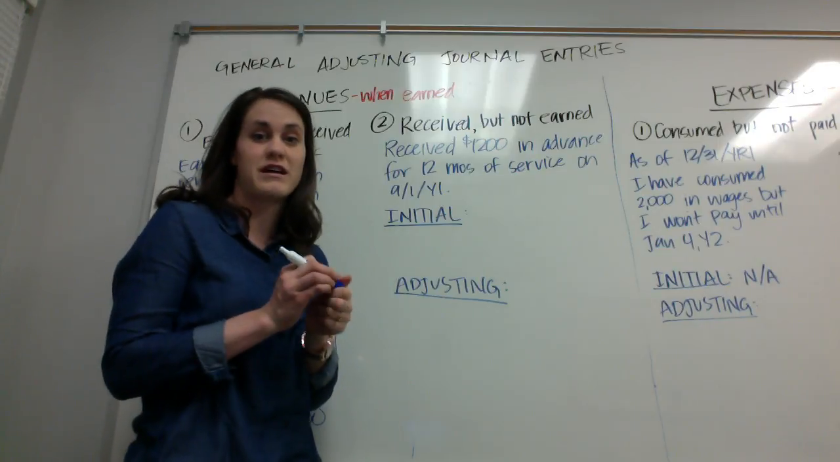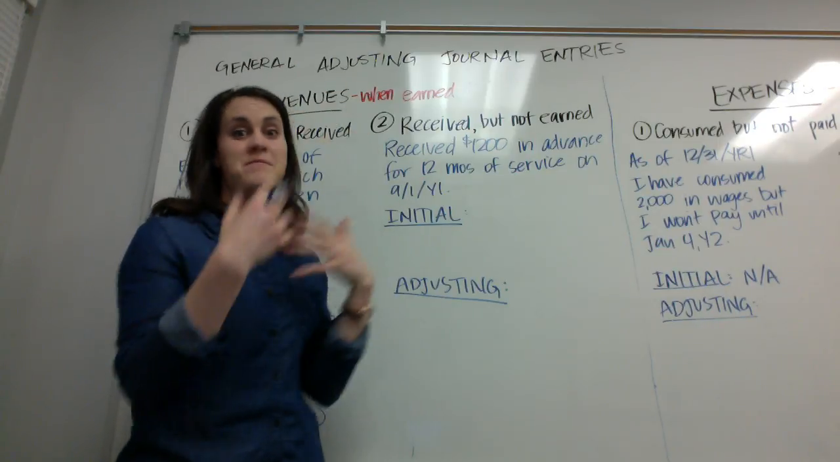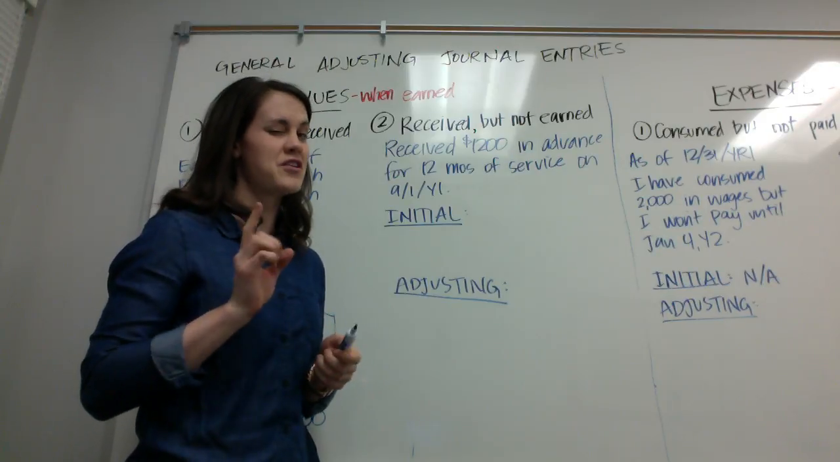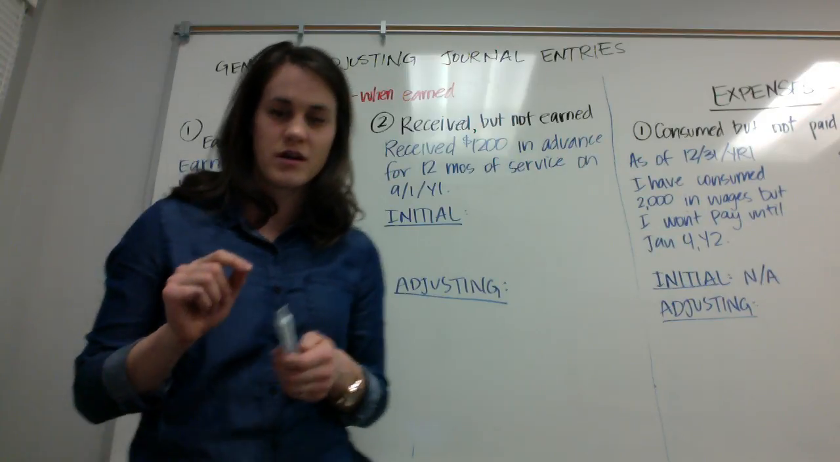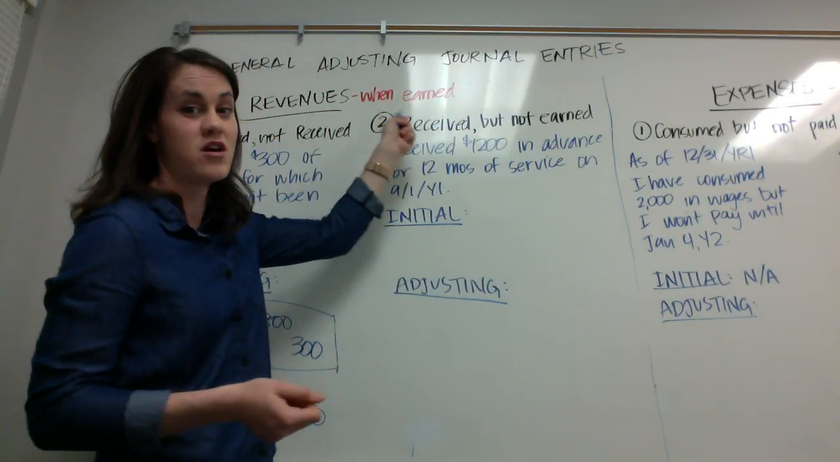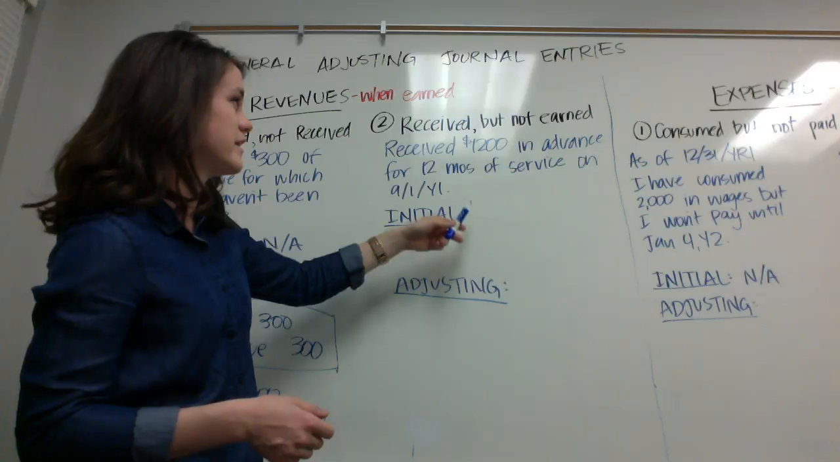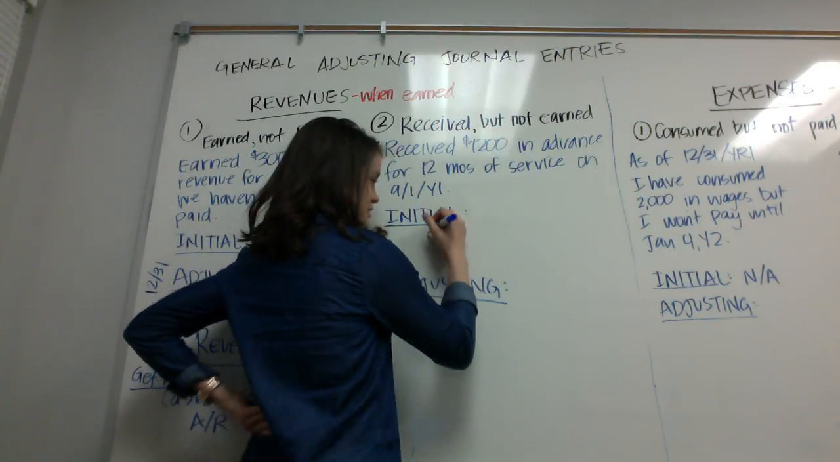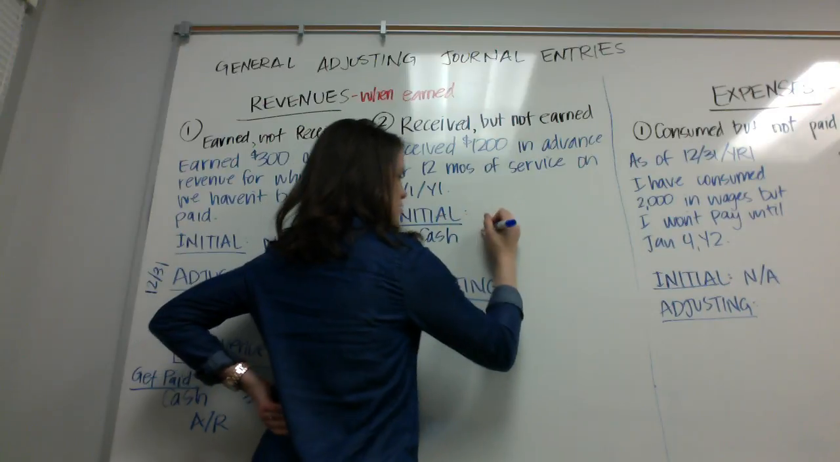This is revenues that we've received. So we've been paid for them, but we haven't actually earned those revenues yet. So if we haven't earned those revenues, can we record the revenue? No, because we have to do the work for it. Remember, we record revenues when they're earned. So initially, we received $1,200 cash. So I'm just going to debit my cash account for the $1,200.